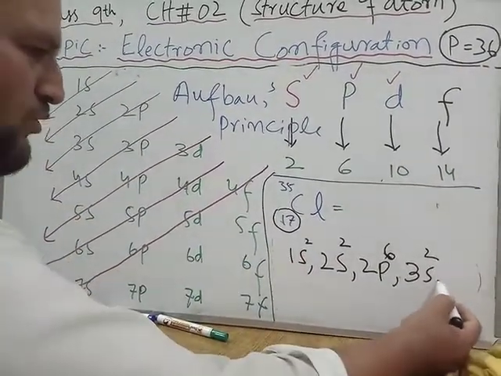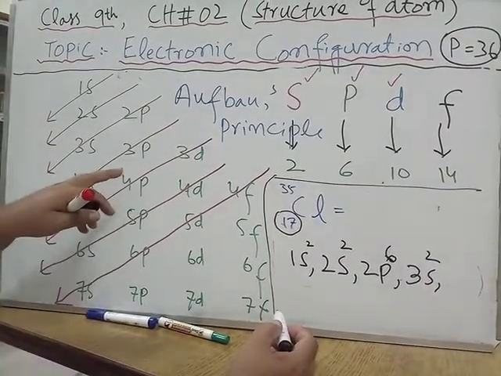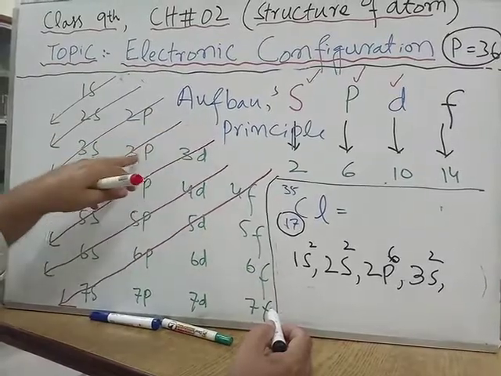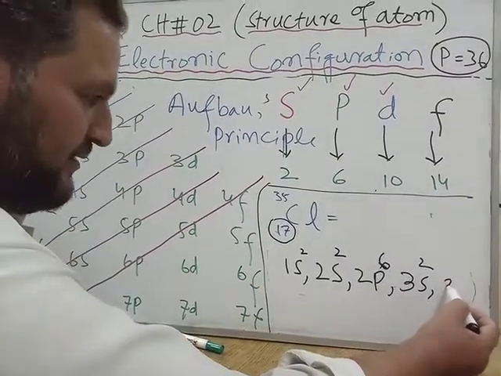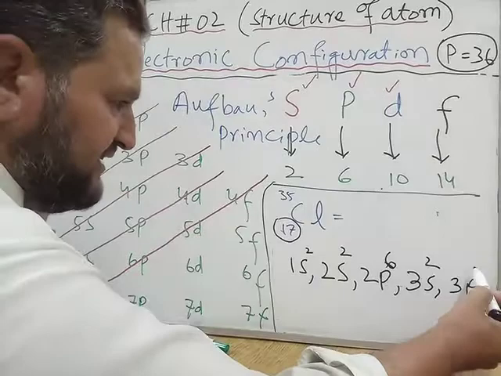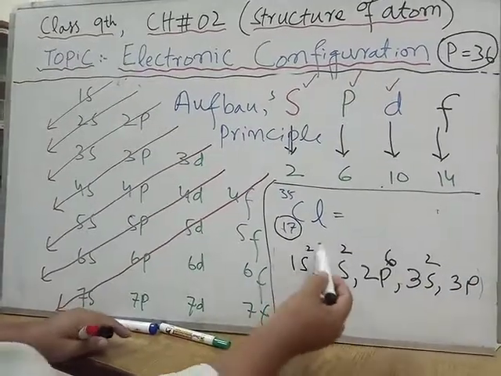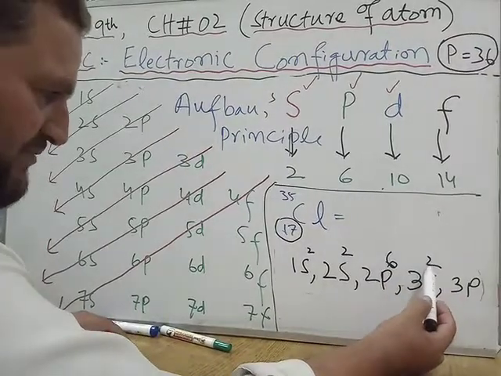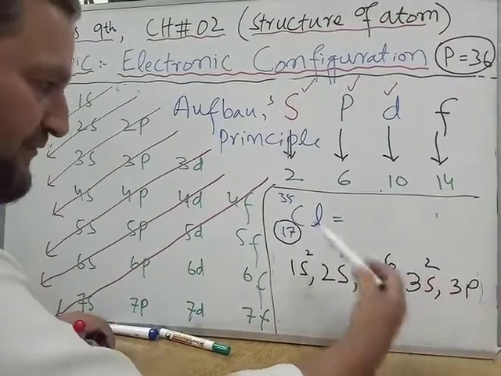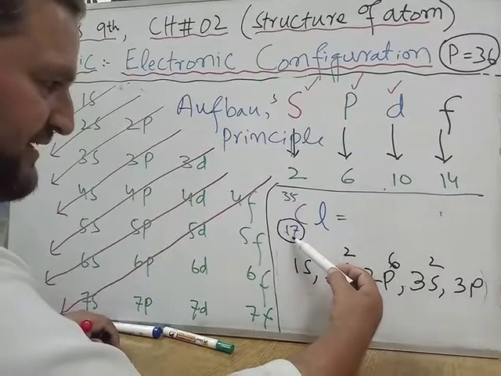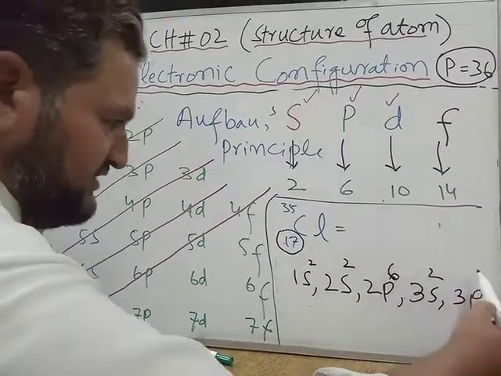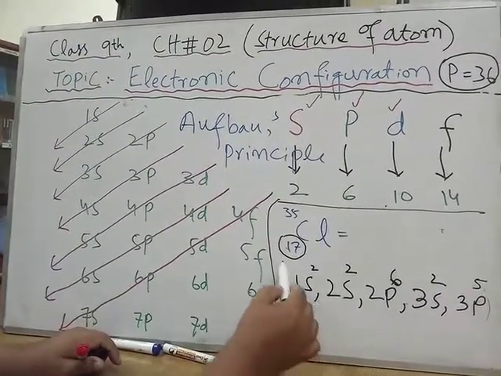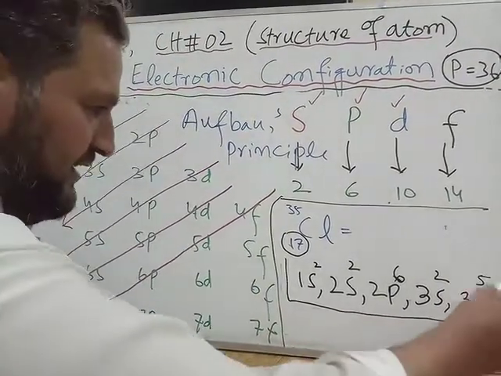So again move ahead. Now from 3s to 3p, how many electrons are left? 2 plus 2, 4 plus 6, 10 plus 2, 12. So 5 are left in order to complete 17 electrons. So I shall write 3p5. Again, this is the electronic configuration of chlorine.